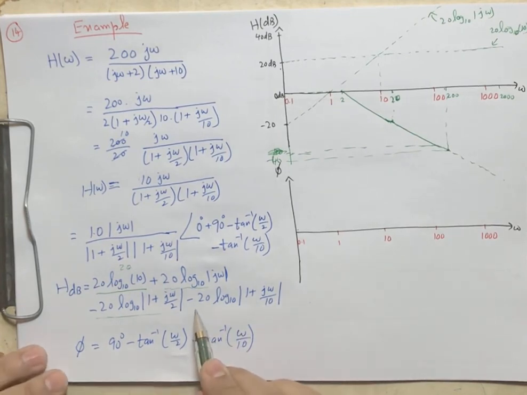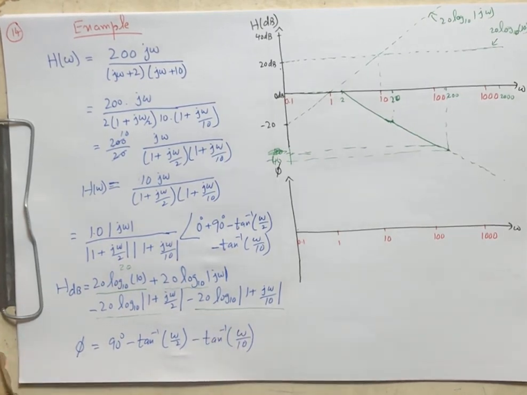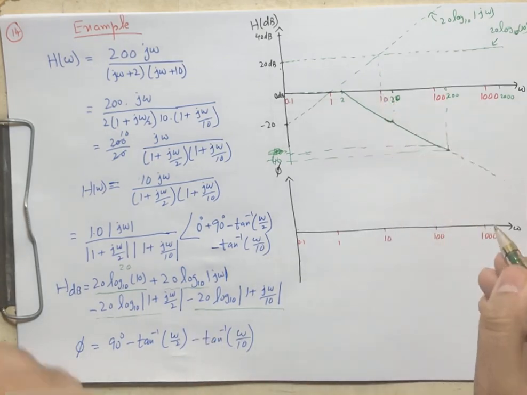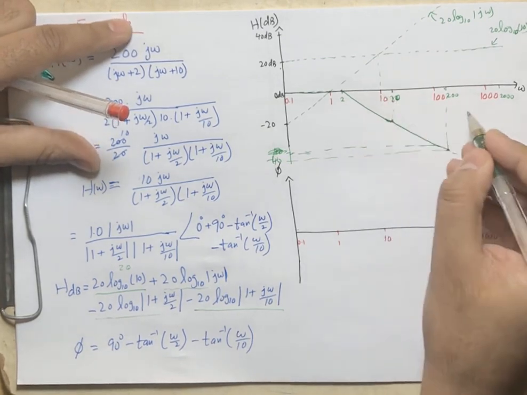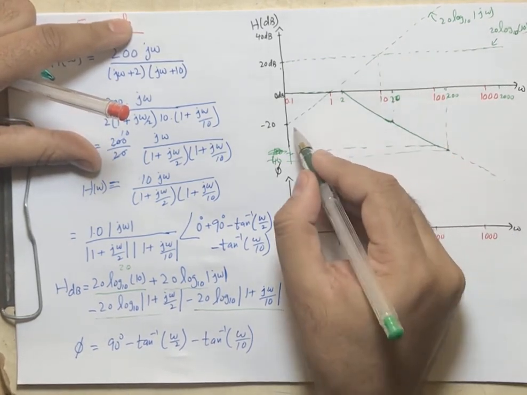Now what is the plot of this whole thing? It will start from 10, and go up till 100.